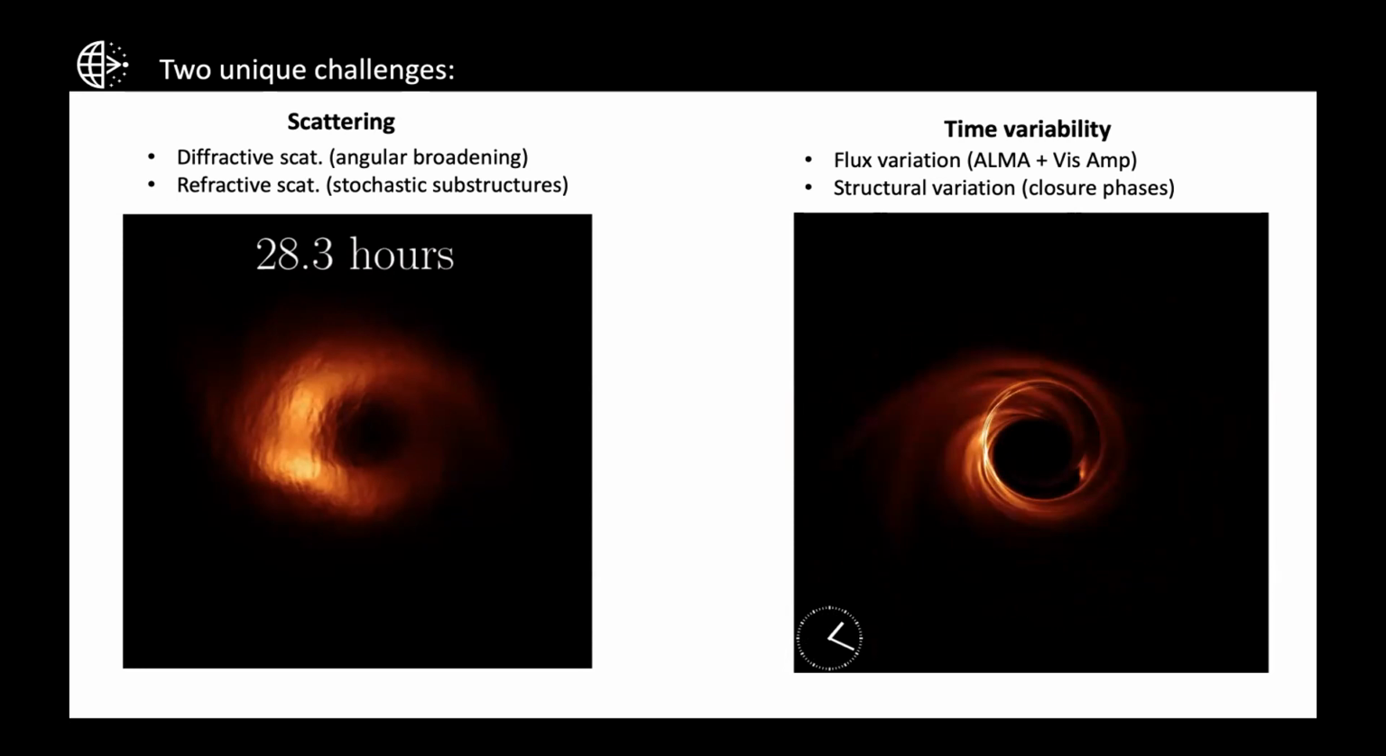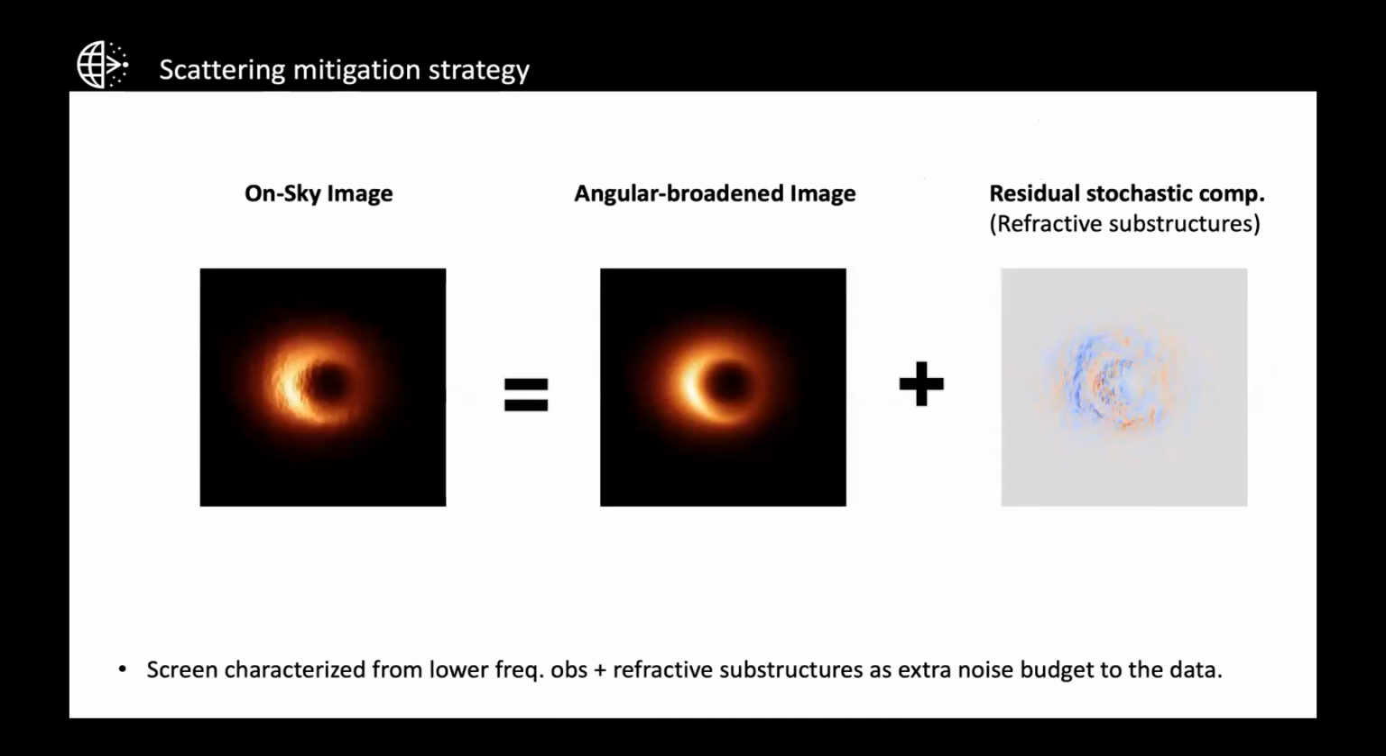So how did we manage to tackle these two issues, and which approach did we use to mitigate these two effects? Regarding the scattering, we could decompose the on-sky image into an angular broadened image, which is due to the diffraction, plus a residual stochastic component, which produces these refractive substructures. In the case of the angular broadened image, what we did was to characterize the screen properties by using lower frequency observations. And then we were able to invert the blurring kernel and apply this to our image and obtain the intrinsic image. Regarding the more stochastic component, this was modeled in terms of a statistical model and was taken into account in the data by inflating the error budget.